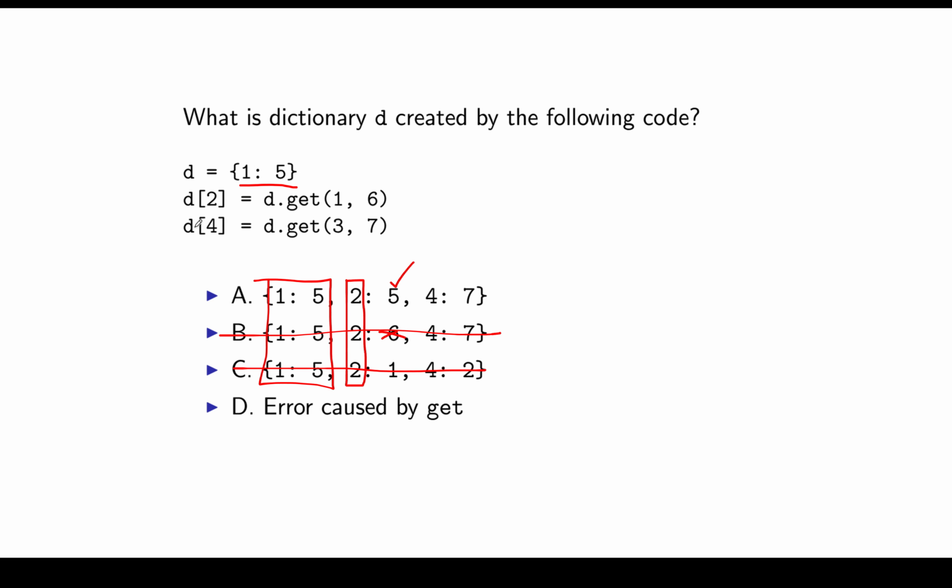D[4] equals D.get(3). Is there a D[3]? No. So then we set it equal to 7. All right. And get cannot cause an error. If we don't find anything, there is no error. And that's how we work with dictionaries.